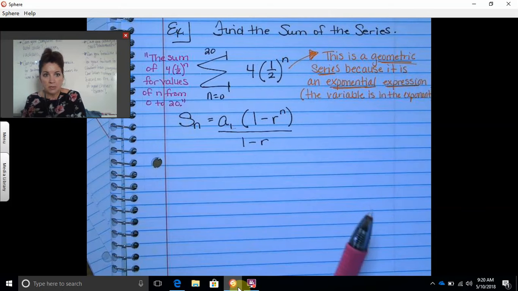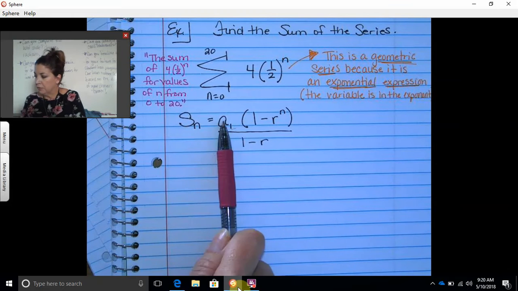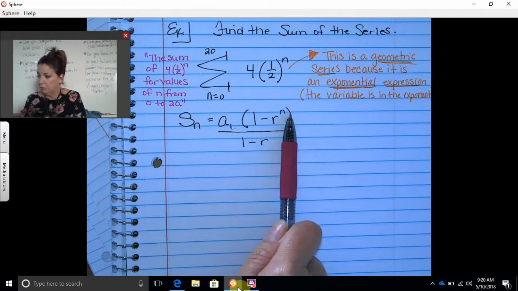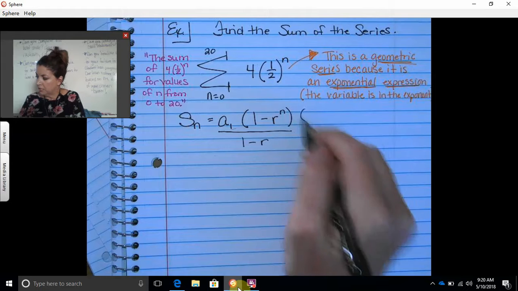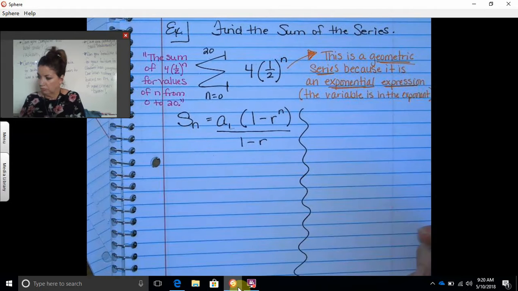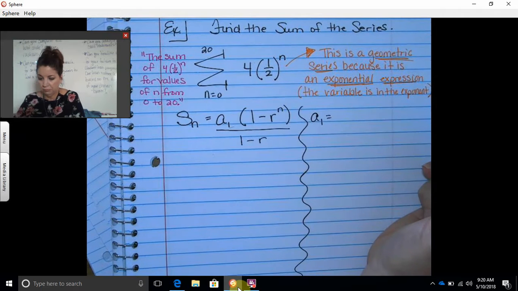Okay? So like in arithmetic, we have to find the first term, the last term, the number of terms. In geometric, we have to find the first term, the common ratio, and the number of terms before we can substitute it into the formula. So I'm going to do all that over to the side. My first term, what do we substitute in to find the first term? 0, right? Lower limit.